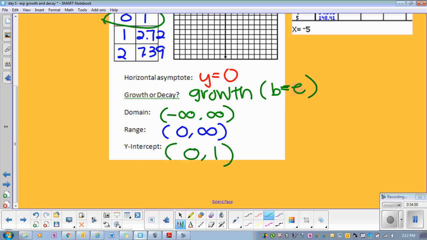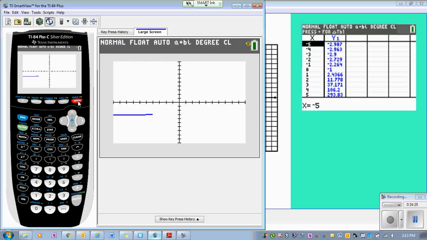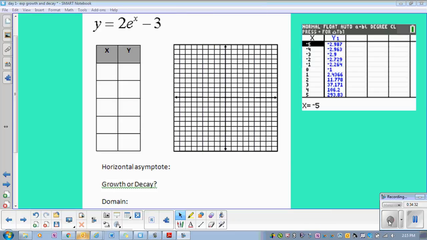All right. So the next one, you have a 2 in front, right? So make sure you type that 2 in first in your calculator, and then you do e to the x. Do you have anything else in your exponent? No, so close your parentheses there. Then what's your k? Minus 3. All right, let's graph this, fill in, and then I'll put up my answer. Your horizontal asymptote should be y equals negative 3.